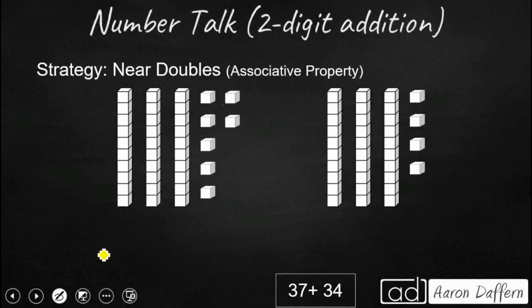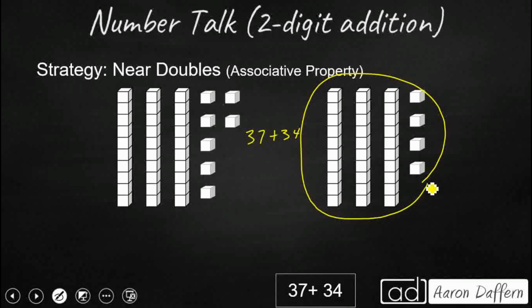So what we could have started with, if we wanted to, was near doubles. So 37 plus 34, what this does is we're looking for numbers that are really close to each other. Look how close 37 and 34 are. They're really only 3 away. So what we're going to do is break up this 37 because I want to make doubles. So if I take my 34 here and my 34 here, I can add those together.